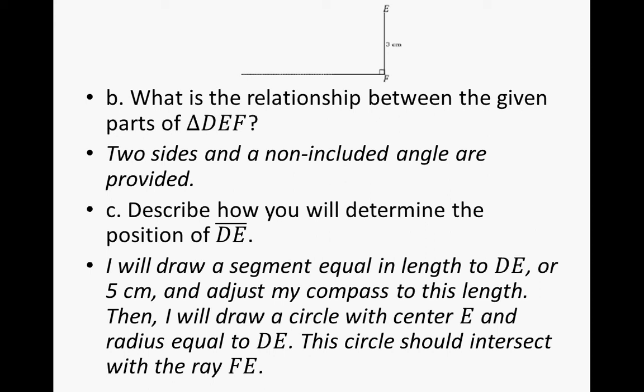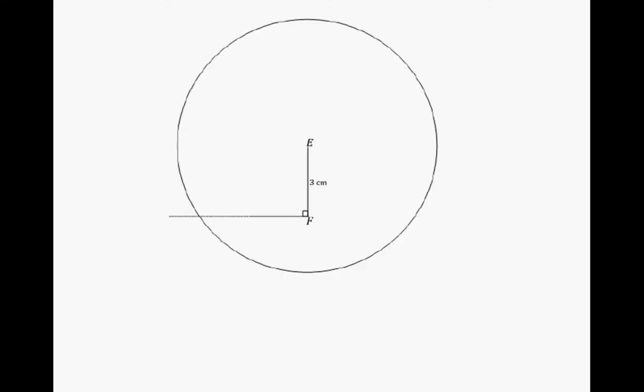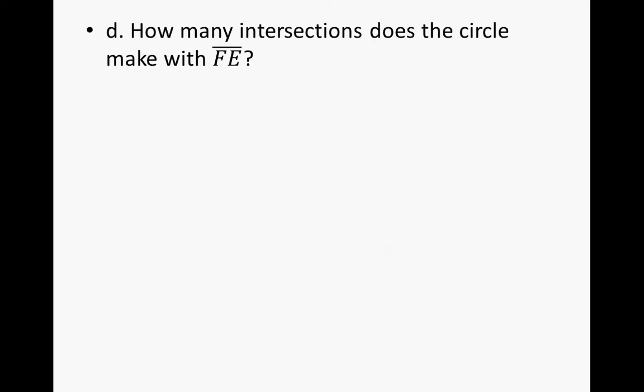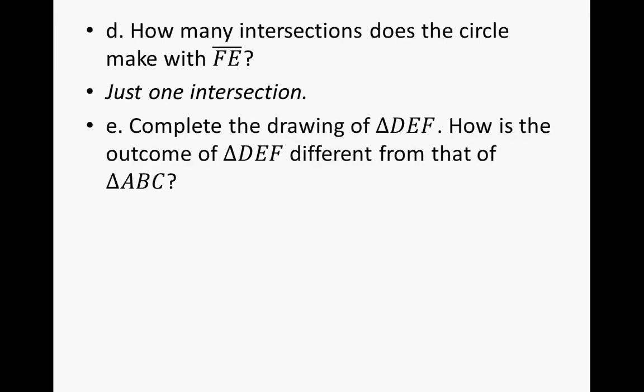You can adjust your compass to this length and then draw a circle with center E and a radius equal to DE. This circle should intersect with ray FE. So when you do this, this is what you get. So how many intersections does this circle make with FE? Well, it only has 1 intersection. So now complete the drawing of triangle DEF.